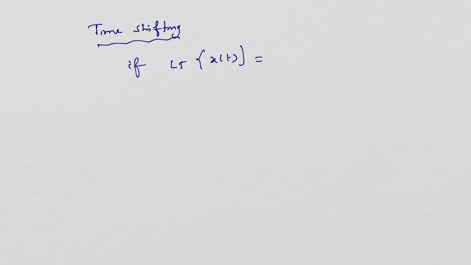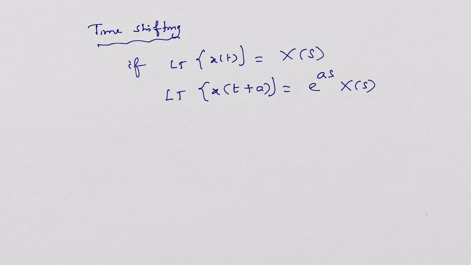Let me go to the next property, which is called the time shifting property. If you know the Laplace transform of a signal x of t is given by X of s, then the Laplace transform of x of t plus a results in e power as into X of s. Very interesting to note. Similarly, the Laplace transform of x of t minus a is given by e power minus as into X of s.